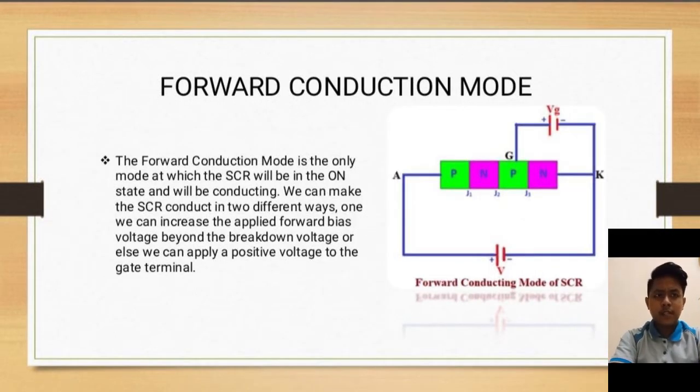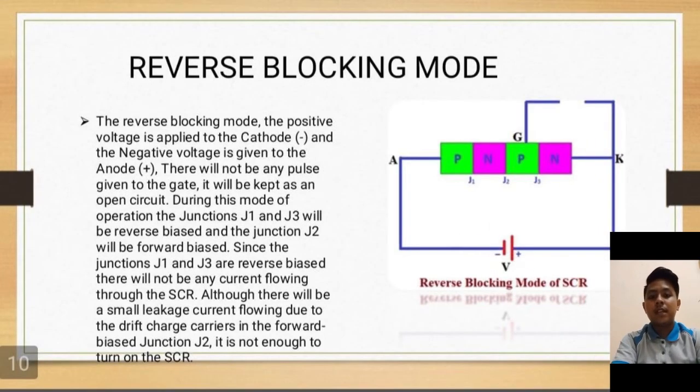Second is forward conduction mode. The forward conduction mode is the only mode in which the SCR will be in the on state and conducting. Last is the reverse blocking mode. In the reverse blocking mode, the positive voltage is applied to the cathode and the negative voltage is given to the anode. There will not be any pulse given to the gate. It will be kept as an open circuit.